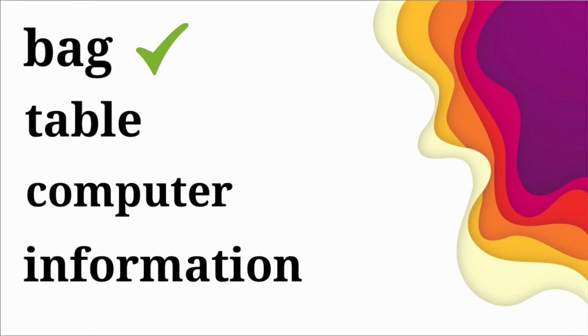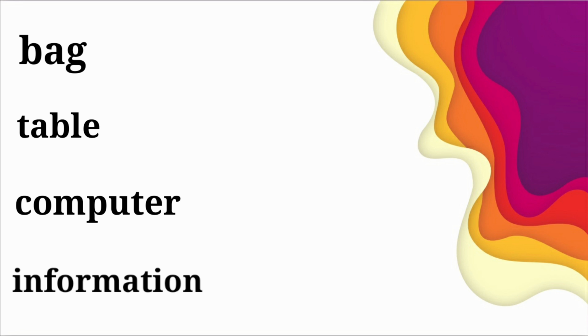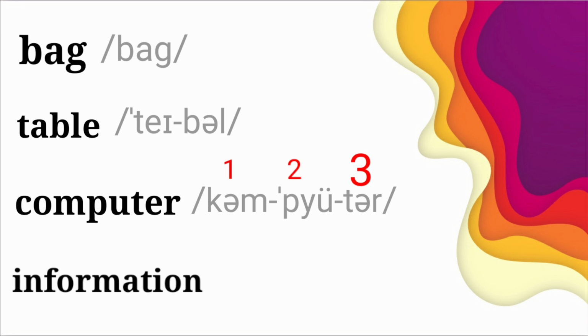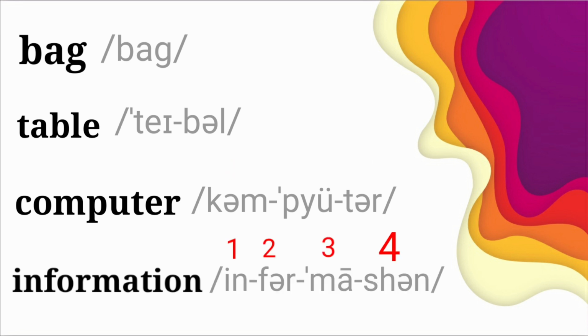Listen to these four words. Bag, table, computer, information. Let's find out how many syllables these words have. Bag has one syllable. Table has two syllables. Computer has three. And information has four syllables. When using a dictionary, check where the apostrophe is placed because that's where you should put your stress on, that's where the syllable stress is.